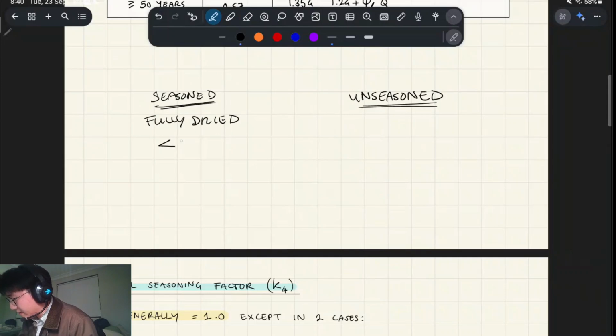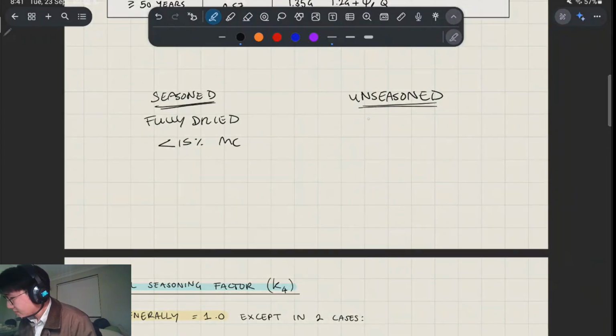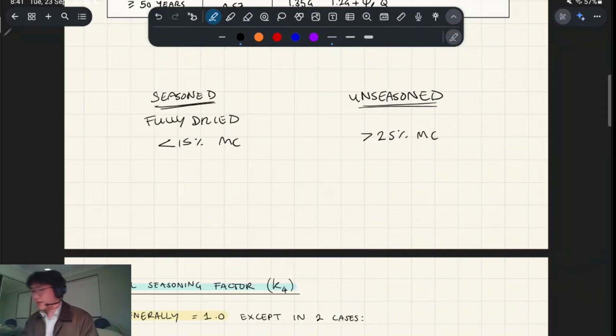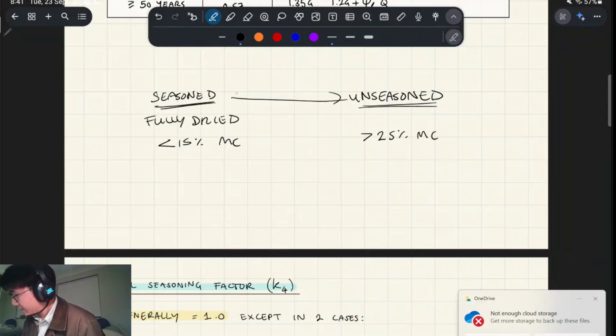So that's when you have less than 15% equilibrium moisture content. Let's just call it, the moisture content inside the wood is less than 15%, right? And then you have unseasoned, which is greater than 25% moisture content. So the wood's still partially wet from when it was alive, and it's just been chopped down. So in between, we have partially seasoned, as a definition.